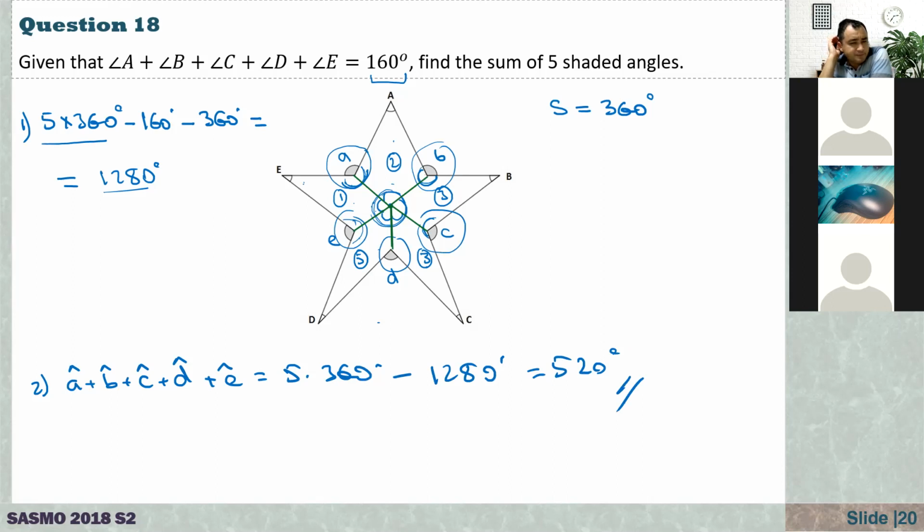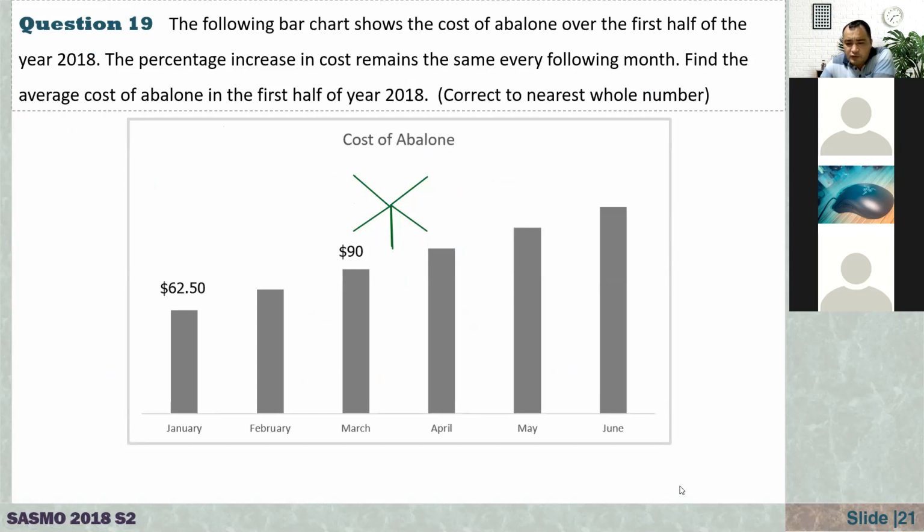Okay, good. That's a bit of a challenging question. That's why it's question 8. Anyway, let's move to the next question.